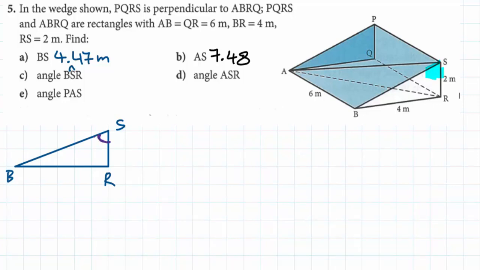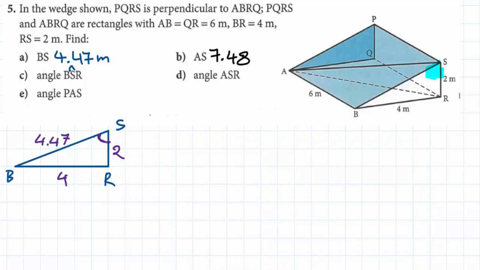Now to find this angle, we need to know the sides. BS is 4.47, BR is 4, and RS is 2. We know all the sides. To find this angle, we can use either sine, cosine, or tan because we know all the sides.